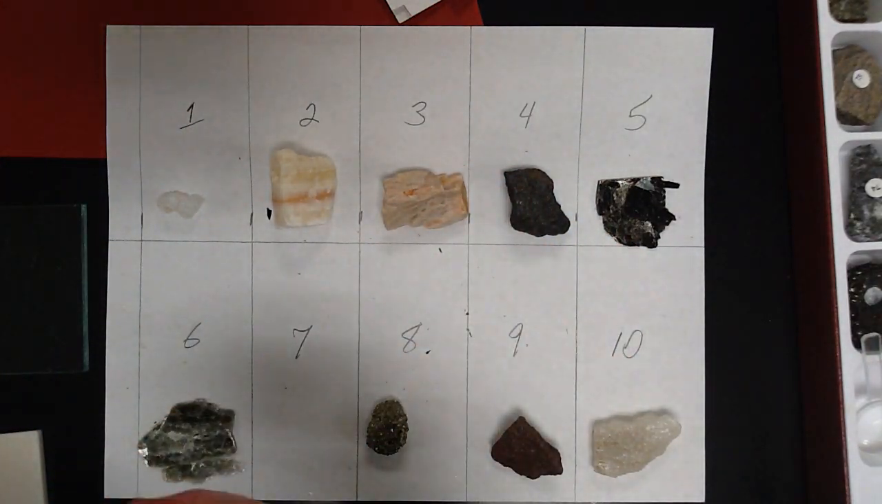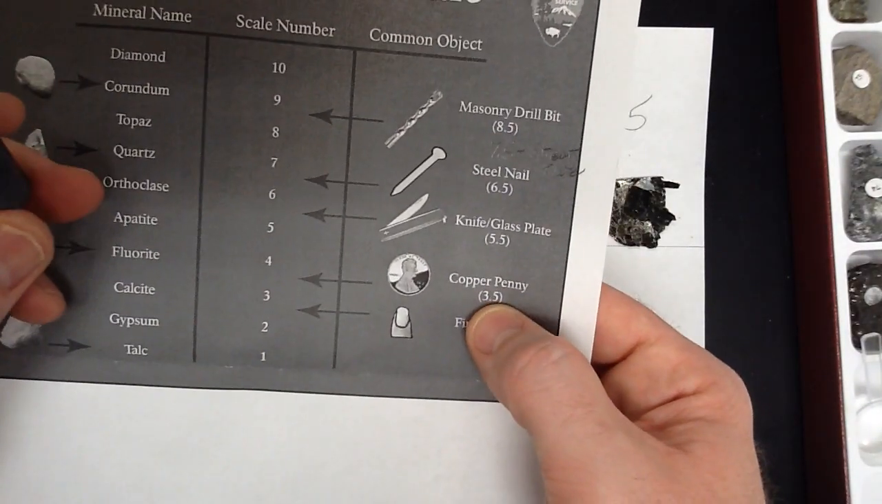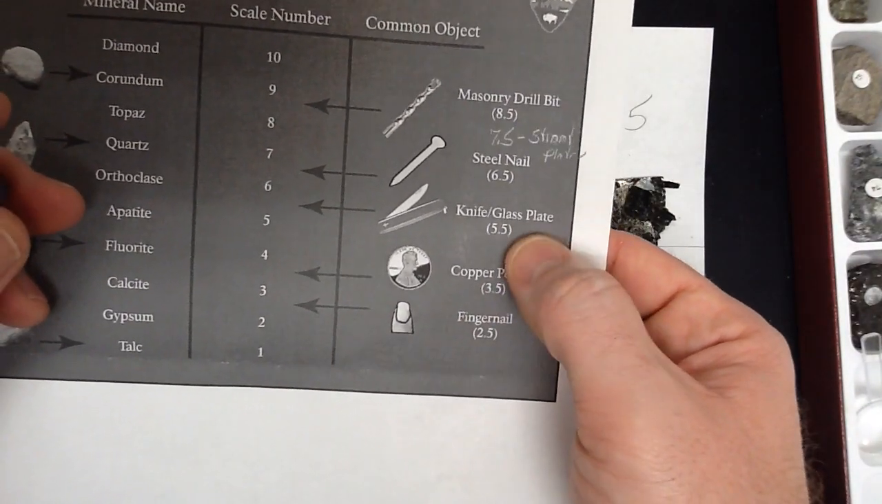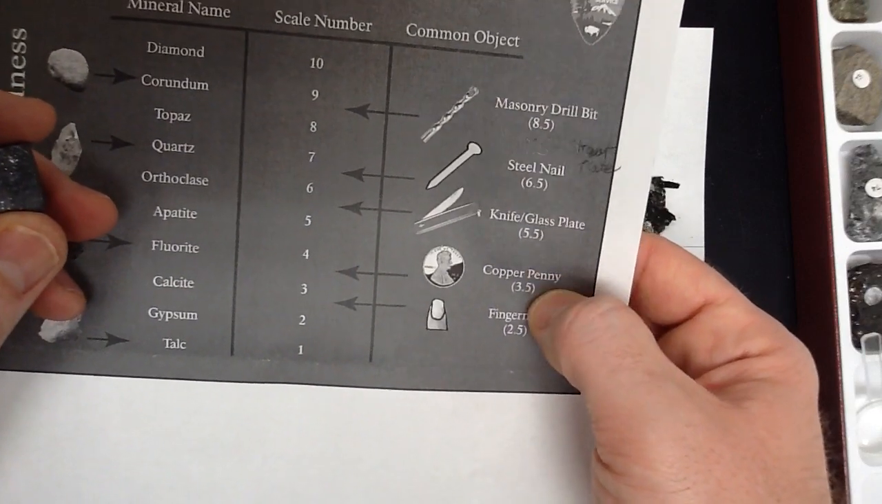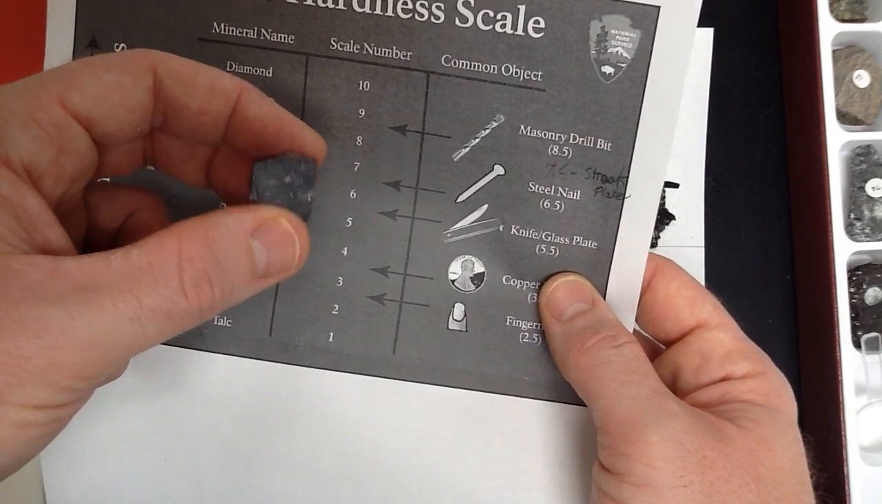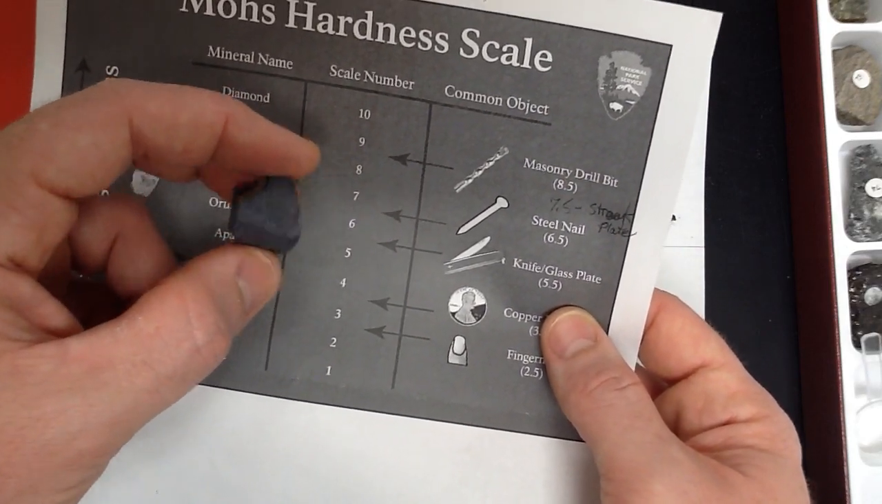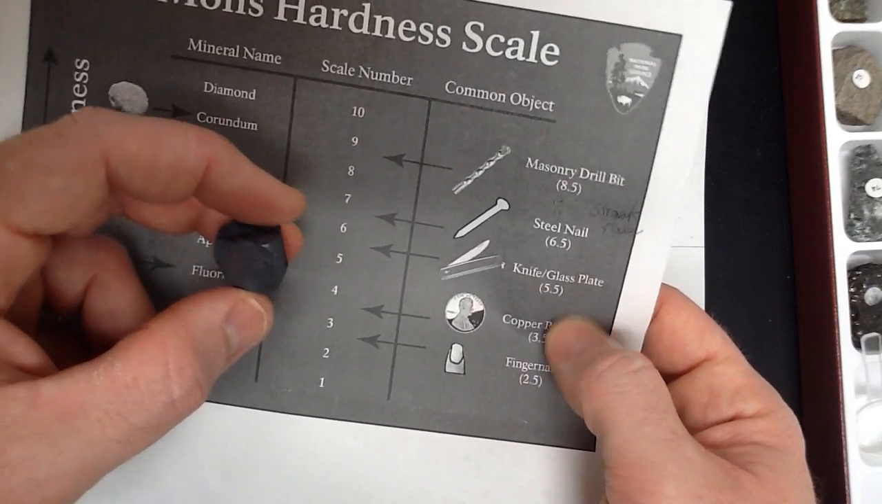And so this particular mineral is going to fall somewhere in between 3.5 and 5.5. So despite it being heavy and having a nice shine to it, it's not going to be very hard. It's going to be kind of a medium hardness to it.